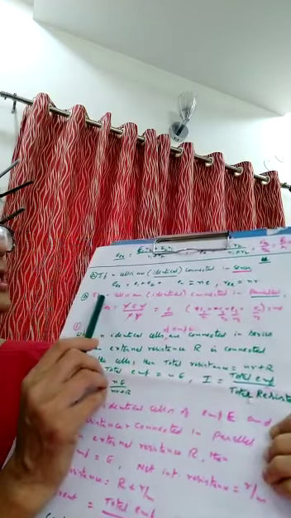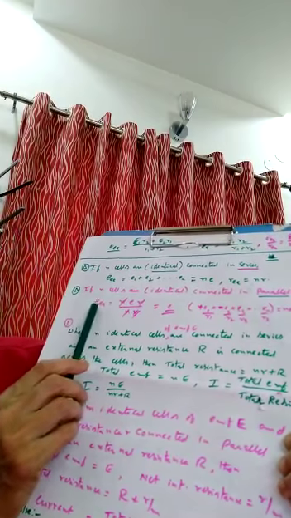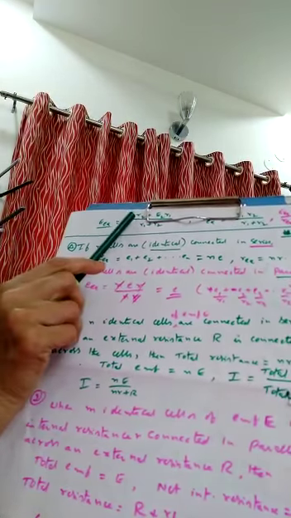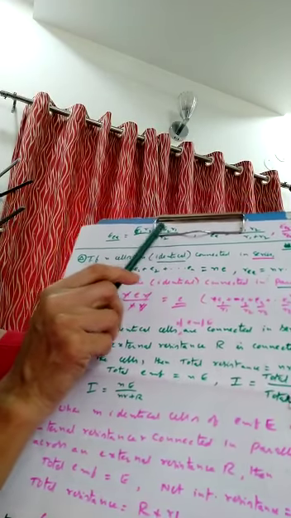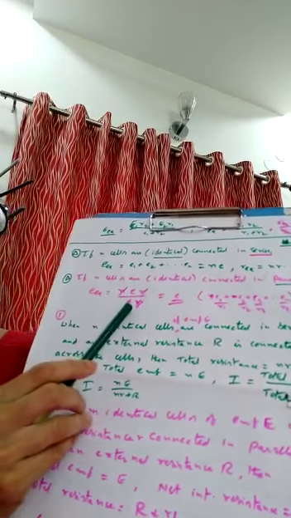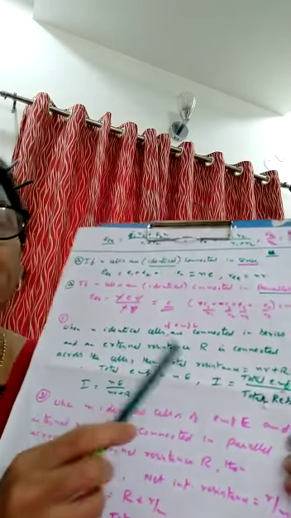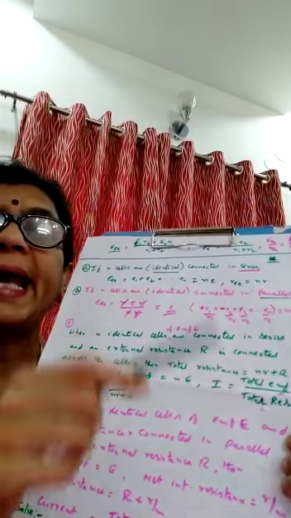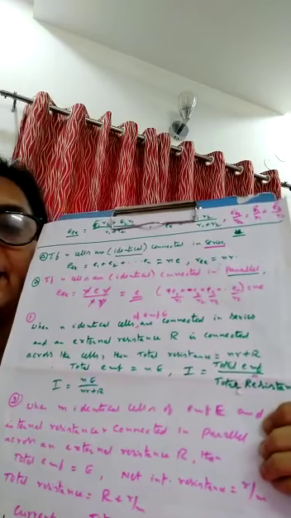Okay, and suppose the cells are connected in parallel, then what will be the equivalent EMF here? Applying this formula, substituting R1 equal to R2 equal to r and E1 equal to E2 equal to E, we get the answer E only. And R equivalent is given by 1 by R1 plus 1 by R2 and 1 by R3 etc. If you reciprocate it, you will get r by n.